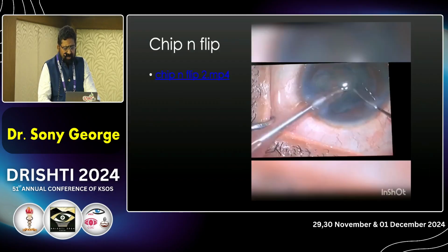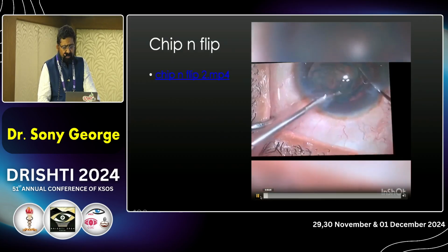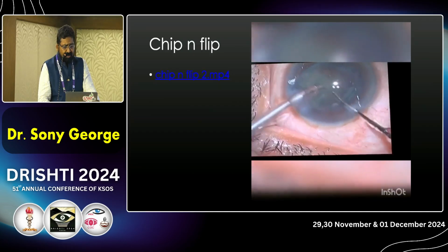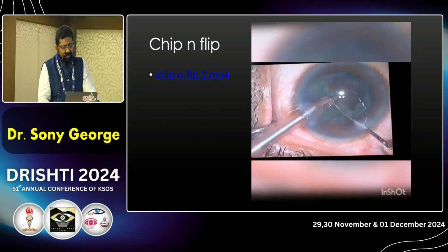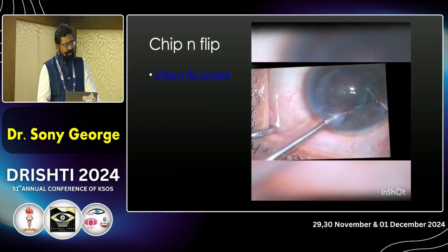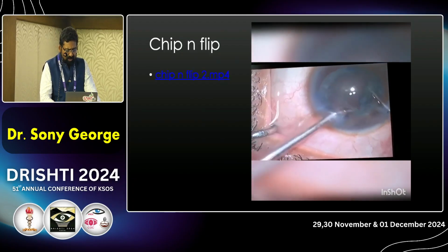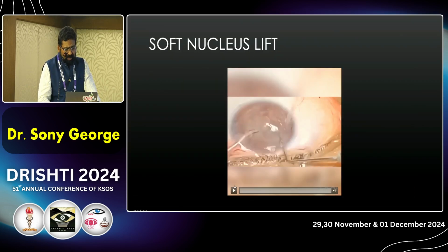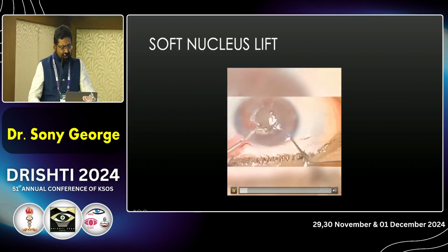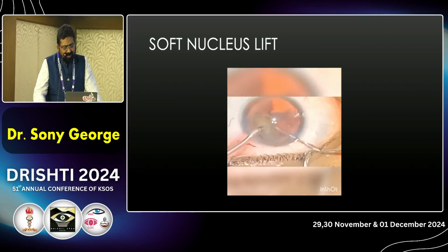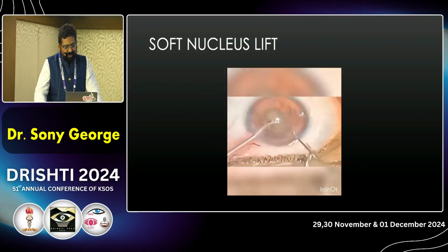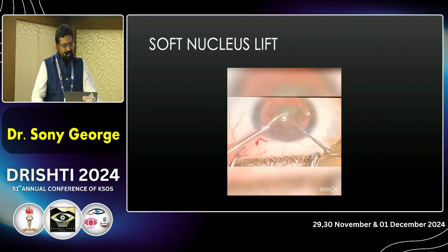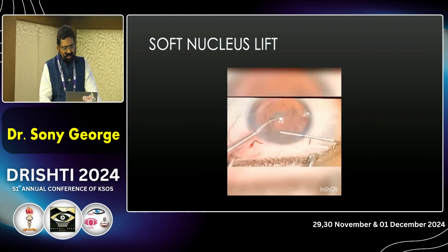And this is another chip and flip, in a softer nucleus. Once you get it in, you can use a second instrument to tumble the delineated nucleus into the center. And this is a soft nuclear lift. Once you go into the center, you can just use the phaco probe and the second instrument to lift it. Only the endonucleus is lifted up into the center, and with minimum energy you can go ahead and finish it off.